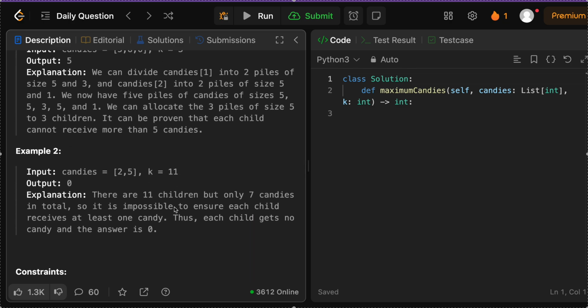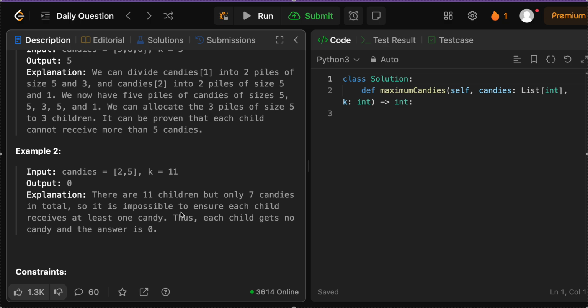In example 2, we have our input array candies to be 2, 5, and k to be 11. In this case, we really only have 7 candies as a whole. We have the first bag having 2 candies and the second bag having 5 candies. K in this case is 11. We have 7 candies, but 11 children. Each child can't even get 1 candy at minimum, right? Because we have more children than we do total candies throughout all the bags.